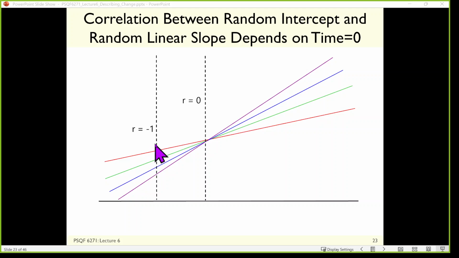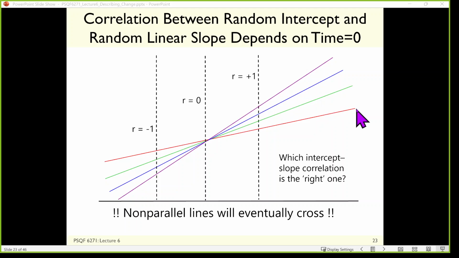If time 0 were back here, then I would have a perfect negative correlation between the intercept at this time 0, because the people who are highest are changing the least quickly. They have the flattest slopes. But if I put time 0 over here, now the correlation is a perfect positive one, because the people who are highest at this point have the steepest slopes.